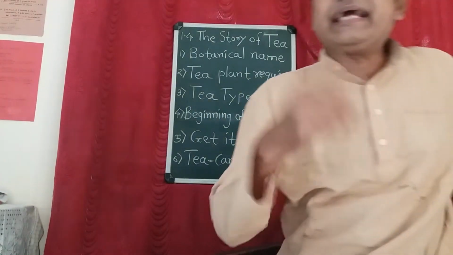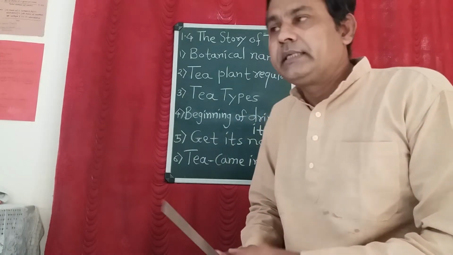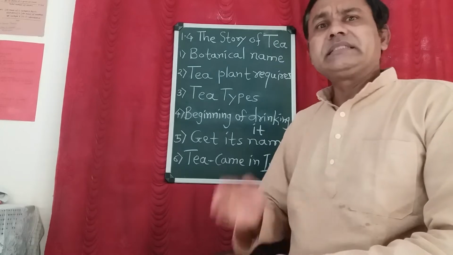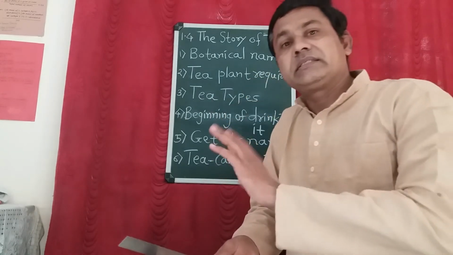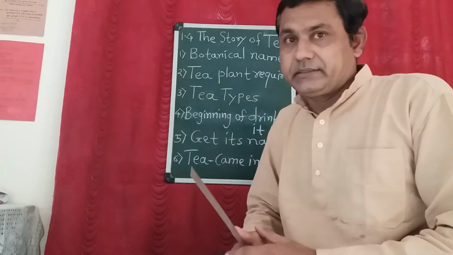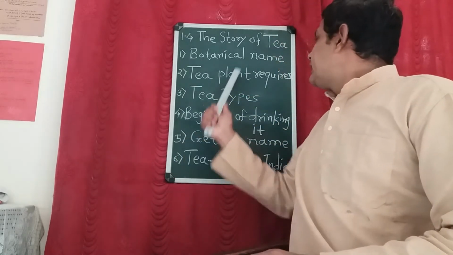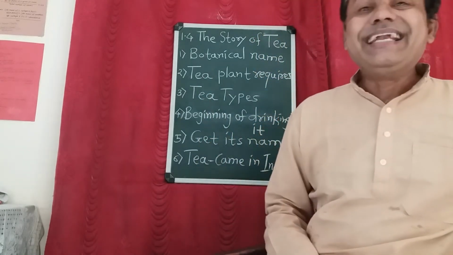Okay. So now we'll turn to the next point, that is tea types. Tea is classified according to its leaf size: largest leaf size, smallest leaf size, and intermediate leaf size. So according to the leaf size, there are three tea types. Let me show you the three tea types.